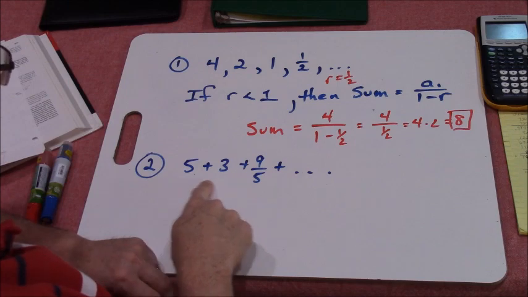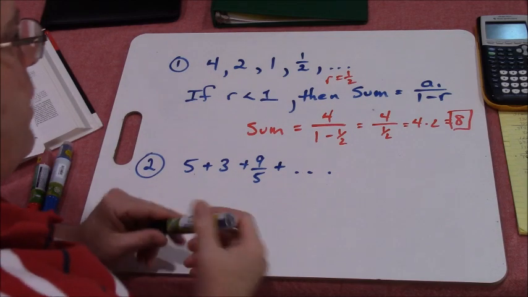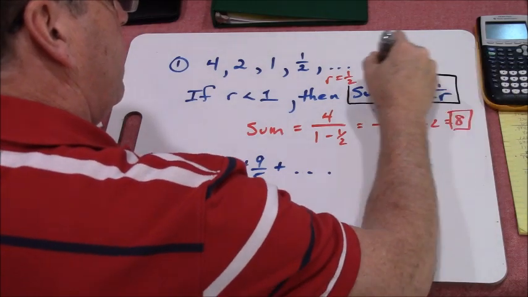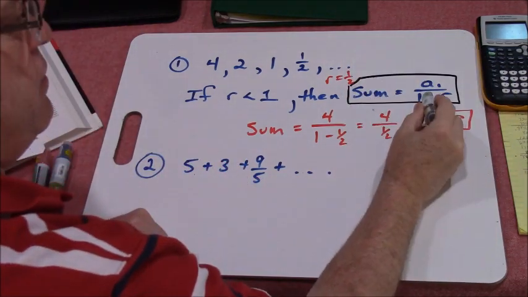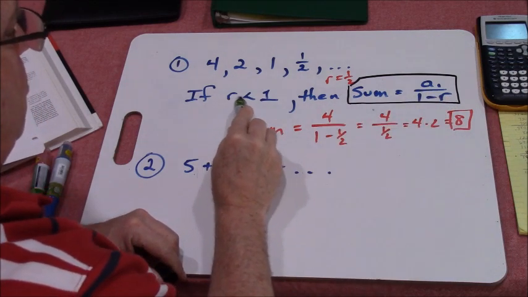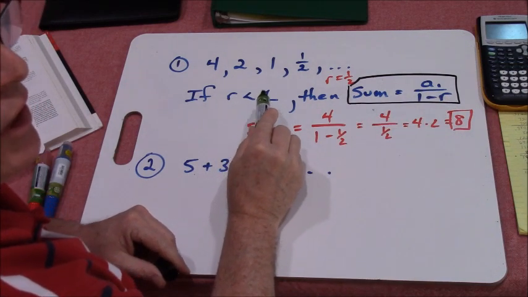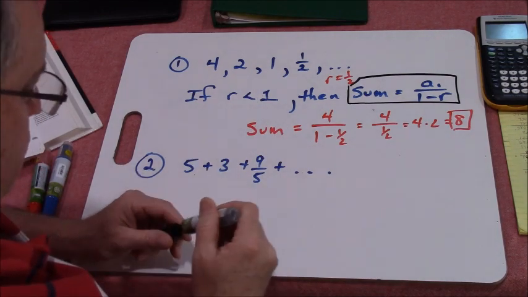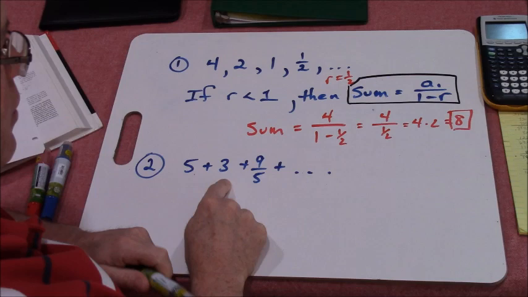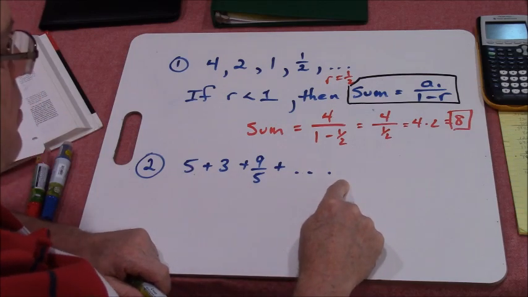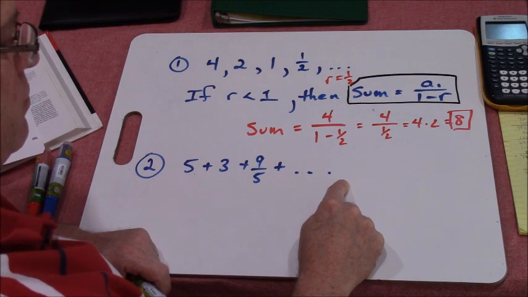All right, so here's one for you guys to try. Remember, we have a new formula here. This is an infinite sum. We're going to add numbers forever. The only key is that the number we're multiplying by has to be less than 1. If that doesn't happen, this doesn't work. So you guys want to figure out what the r value is, and then figure out what this series would add up to. Go ahead and try that.